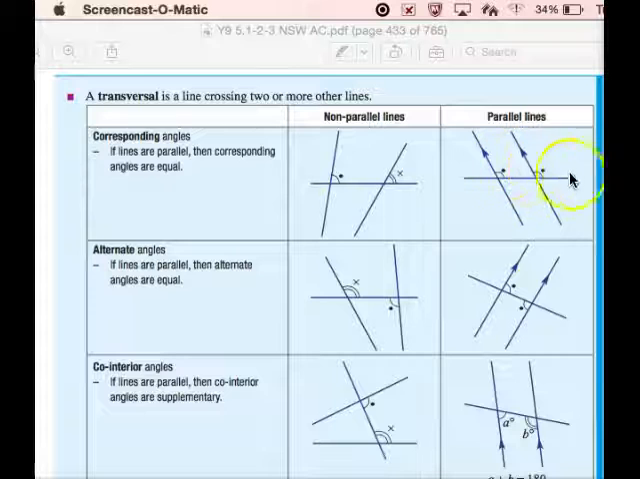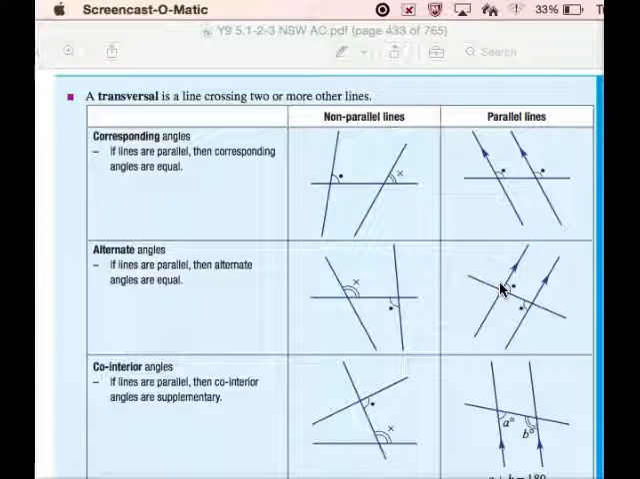Here, they are corresponding. I'm driving along the street. It's on that corner. It's on that corner. Same position. They're equal because the lines are parallel. The next one, alternate, meaning goes from one side to the other. Girls, where I've got my cursor now and down there, they're alternate angles. They're inside the lines and they're from one side to the other, but they're not equal. But these alternate angles are, because those transversals are parallel.